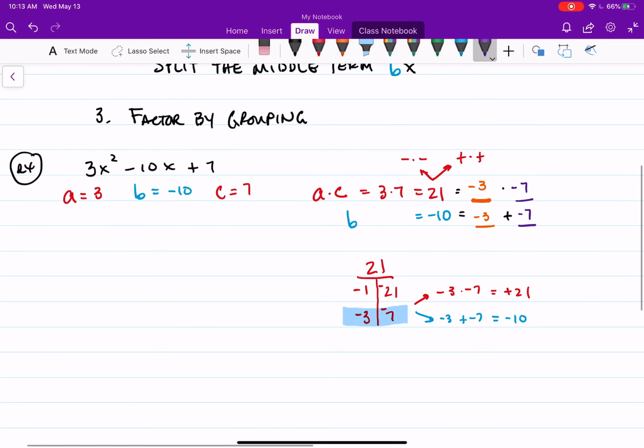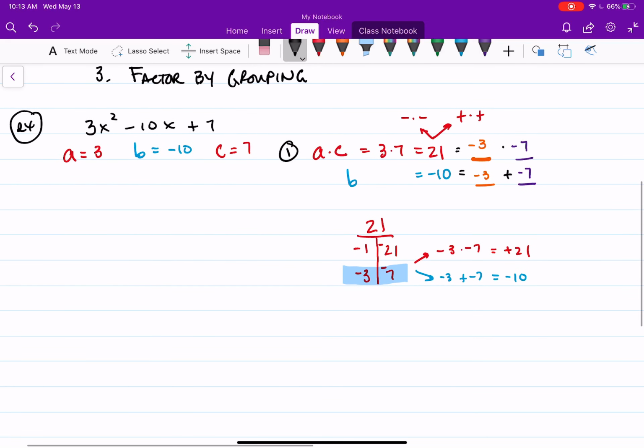So this is step 1. What's step 2? Step 2 says to split the middle term. So using the results in step 1, here are my results: negative 3, negative 7. Use this result to split the middle term. So I'm going to rewrite this here.